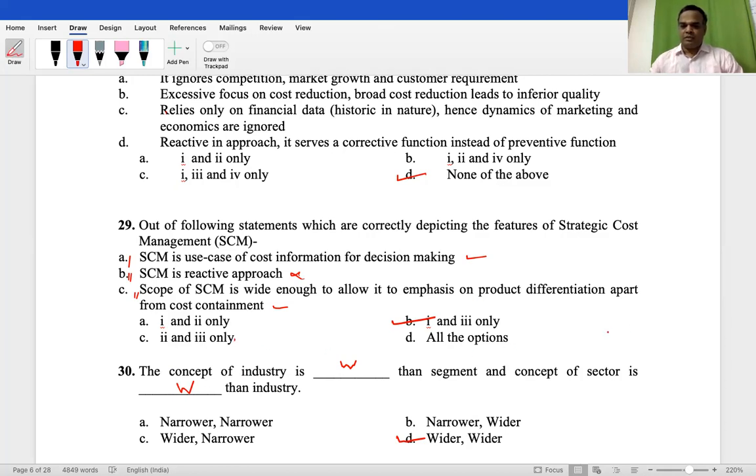What is the first one? Sector. Then industry. Then segment. Thereafter, company. Am I right? The company is the smallest; above it is the segment, then the industry, then the sector. Good.